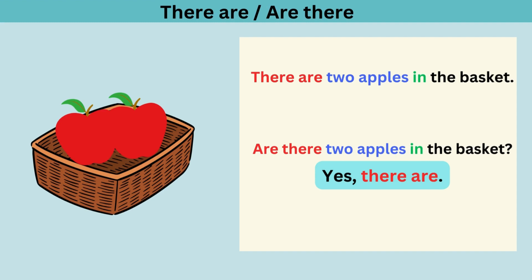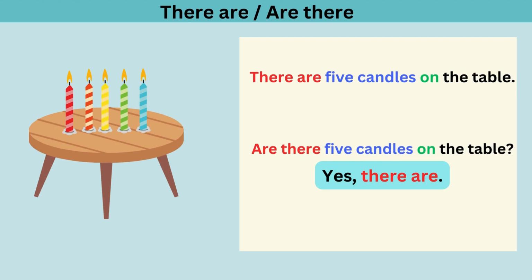There are 2 apples in the basket. Are there 2 apples in the basket? Yes, there are. There are 5 candles on the table. Are there 5 candles on the table? Yes, there are.